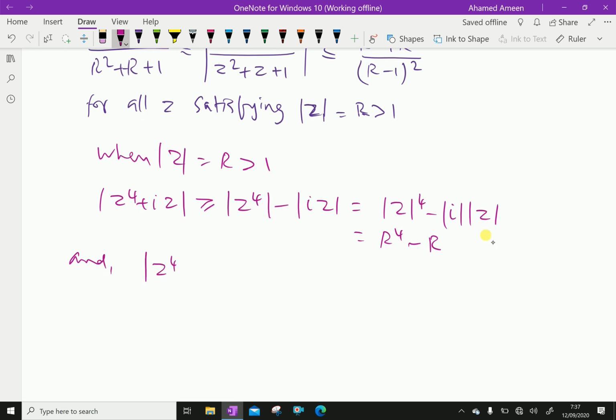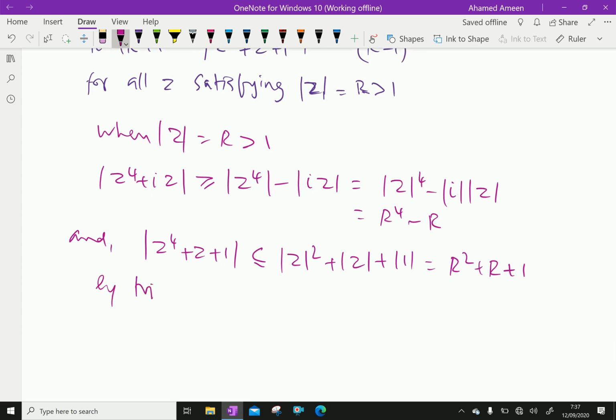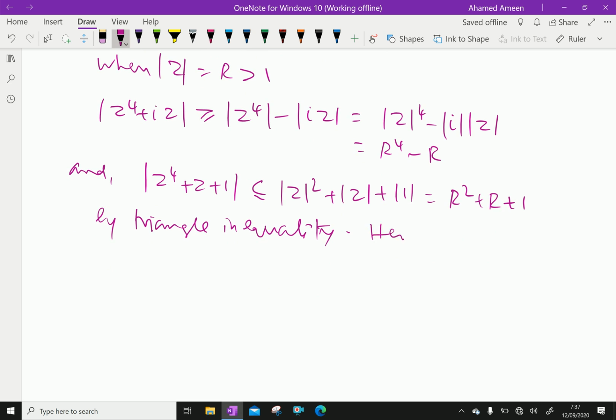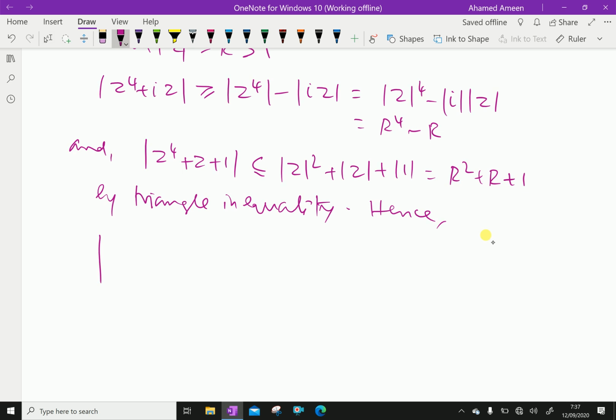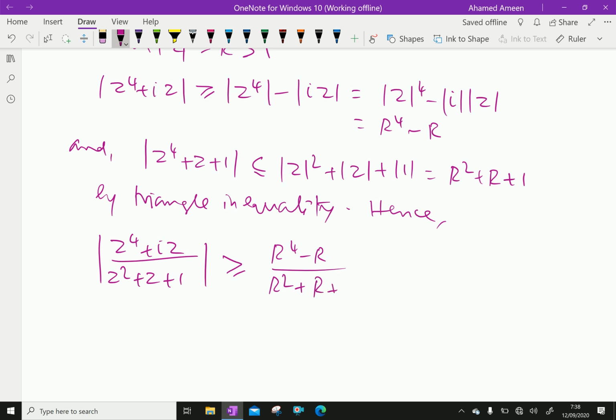Modulus of z square plus z plus 1 is lesser or equal to modulus z square plus modulus z plus modulus 1, which is nothing but r squared, because modulus of z square is r squared, plus r plus 1, by triangle inequality. Hence we can say modulus of (z power 4 plus iz) over (z square plus z plus 1) is greater or equal to (r power 4 minus r) over (r square plus r plus 1).